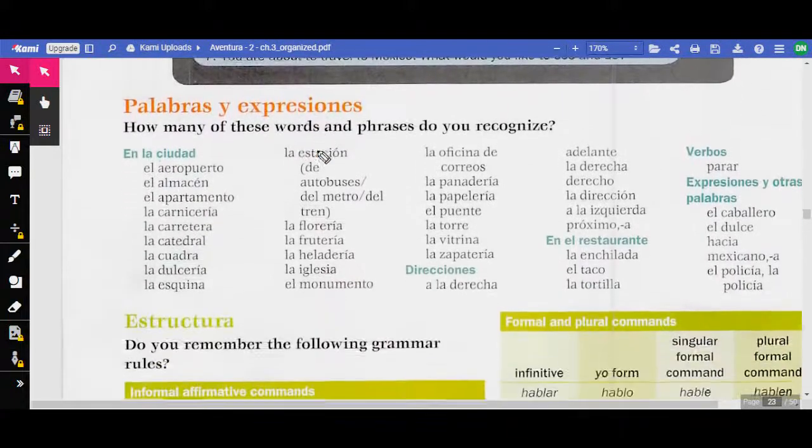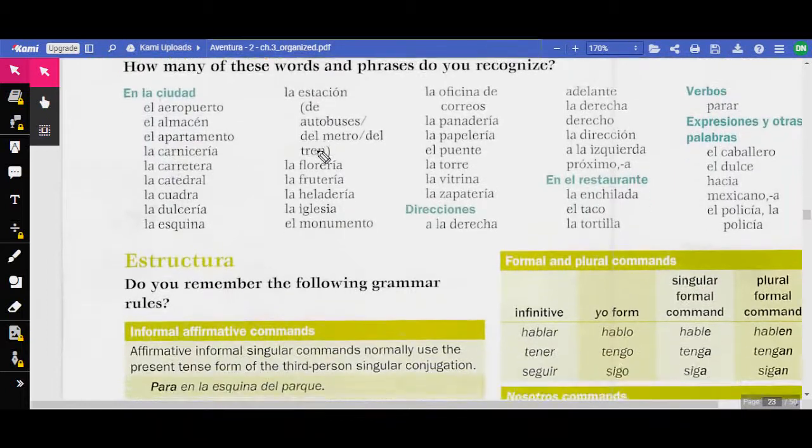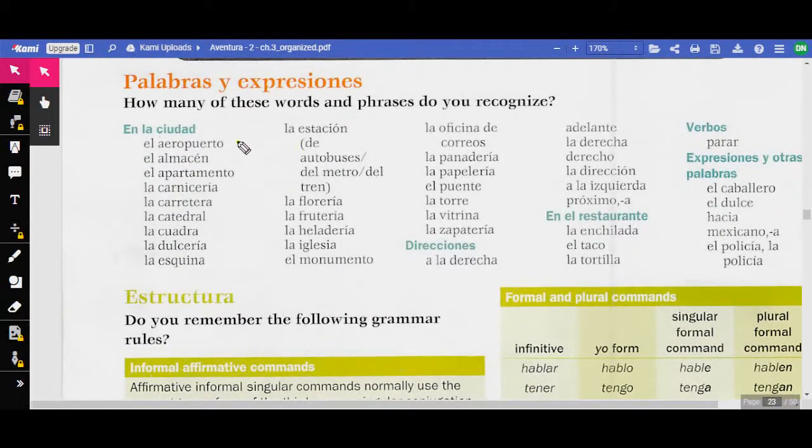This is the last section. Just make sure that you are familiar with this vocabulary. Airport, store, apartment, meat shop, road, cathedral, corner, dulcería, candy shop. Actually, cuadra is block. Esquina is corner. Station, bus station, metro station, flower shop, fruit shop, ice cream shop, church, monument, post office, bakery, stationery, puente, bridge, torre, tower, vitrina, you already know this, display, zapatería.